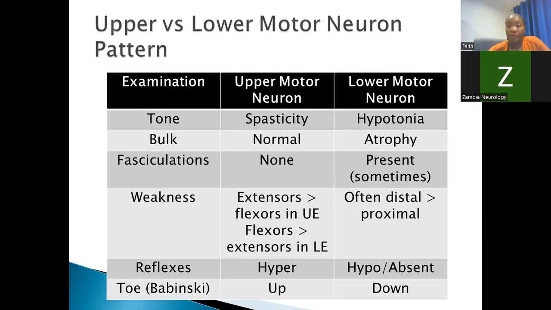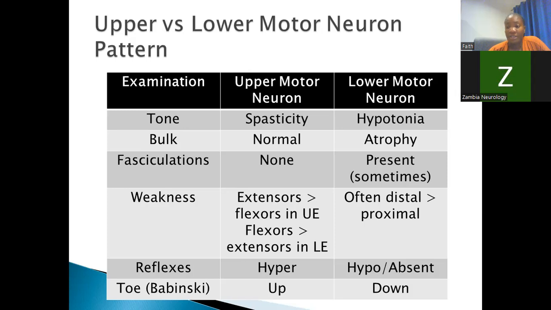So when it comes to peripheral neuropathy, the pattern that we tend to see in most of the cases is actually that of lower motor neuron features. So you find that they have a low tone, they may present with hypotonia, and the bulk is reduced, so they will have atrophy. They may also have fasciculations, but not in all the cases.